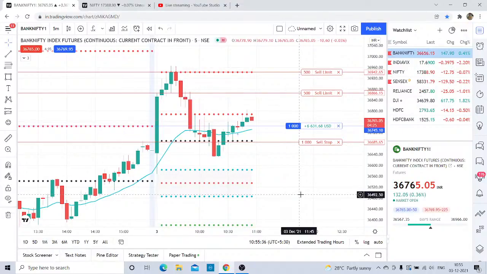See the R1, from R1 some rejection is coming. It is moving sideways. If this is broken, the first target will be the first candle's high, and the second target will be today's high.